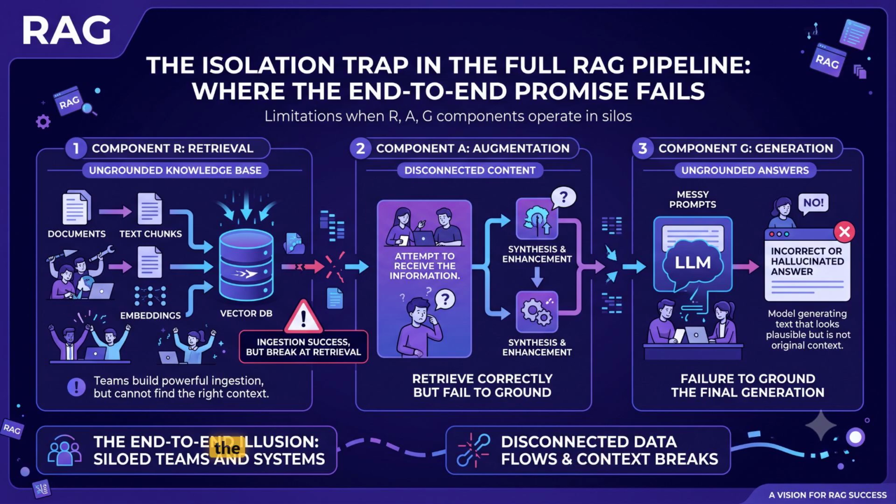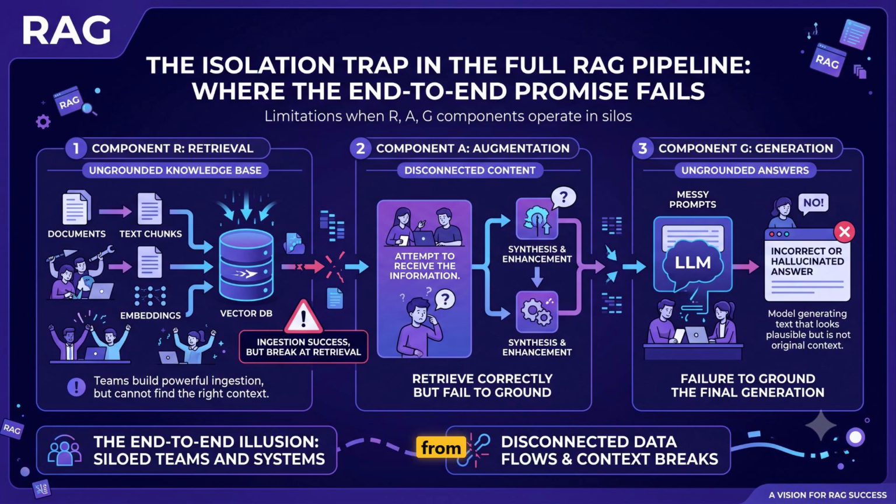Look at the center panel labeled Component A for augmentation, where disconnected content floats around a confused user icon. You can retrieve perfectly relevant chunks, but if they aren't formatted or grounded properly, your generator still fails. Move your eyes to the right panel under Component G, where a big red X marks the output box. The system looks complete on paper, yet it spits out an incorrect answer anyway.